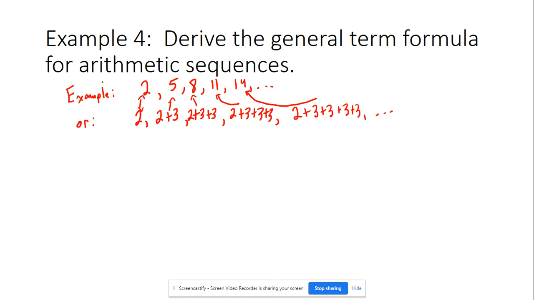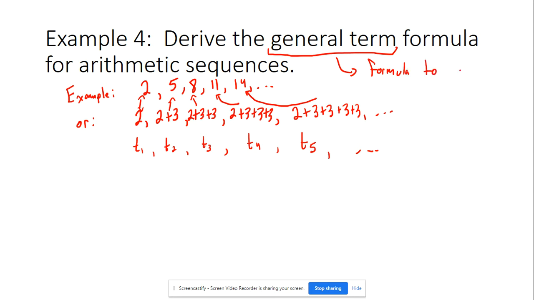Now, another way of working this is I call this my first term, T1, and that means this one is T2, this is T3, this is T4, and this is T5. When we talk about the general term, what this gives us is a formula to determine any term in the sequence.